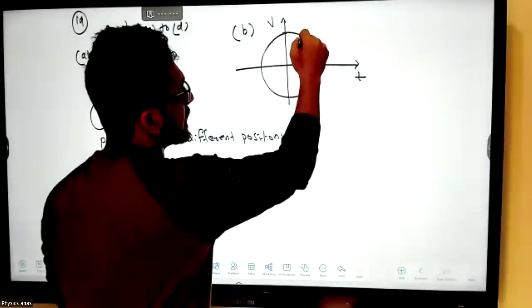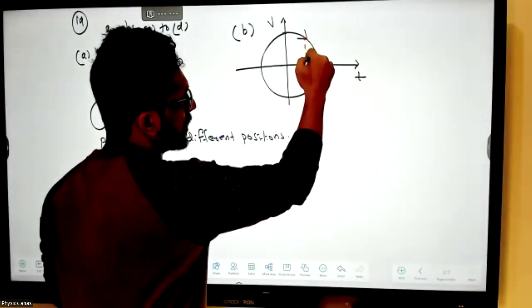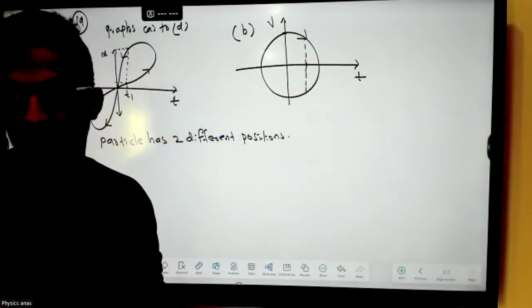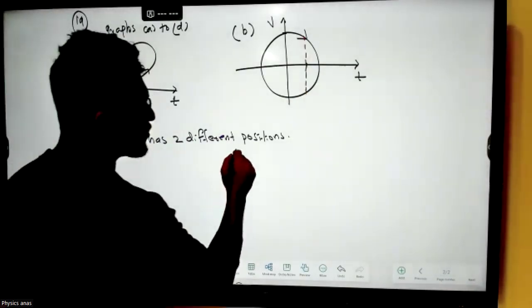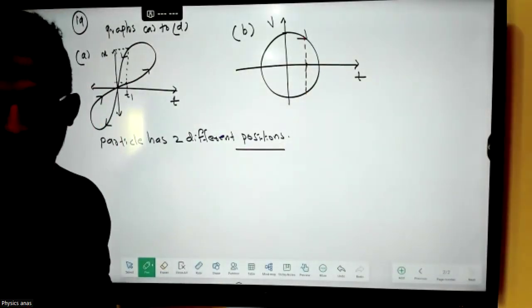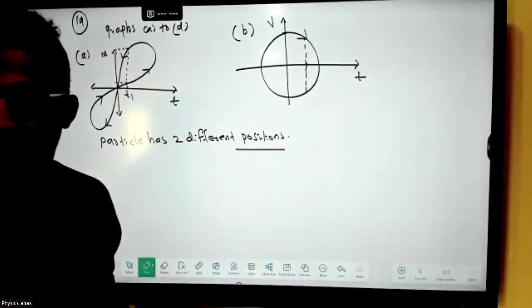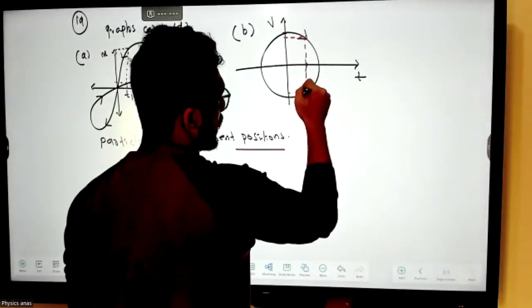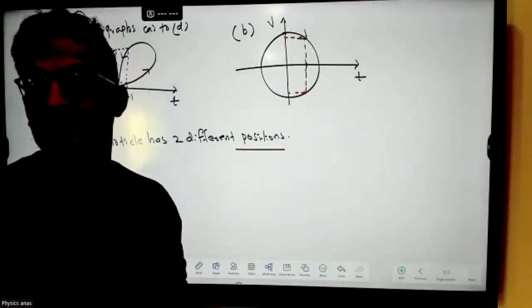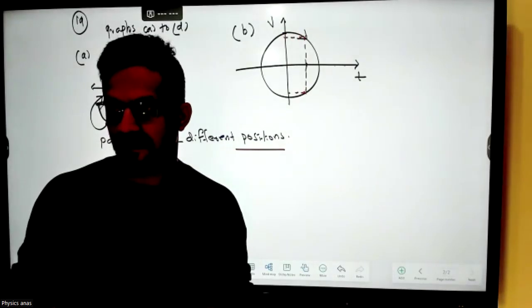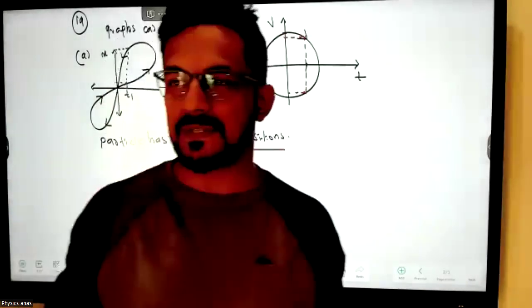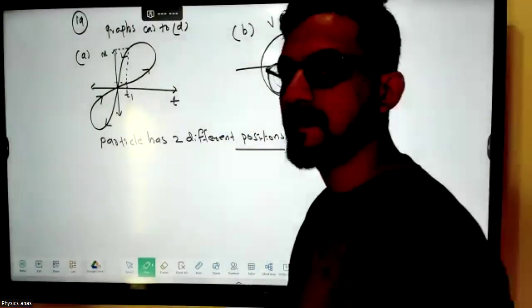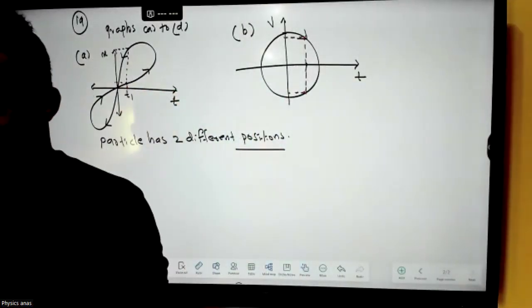If you are extending it, you will not get two positions. Before, you had two different positions for one single time. But here the reason is you will get two velocities for a single time. That's not possible. So you can say this is not representing one-dimensional motion, right?